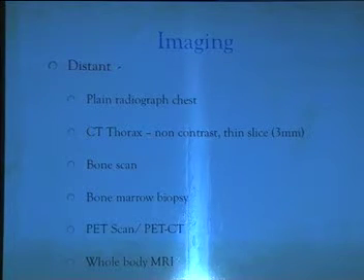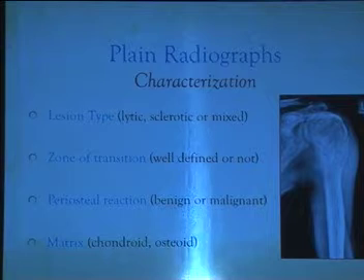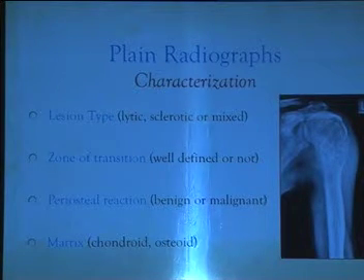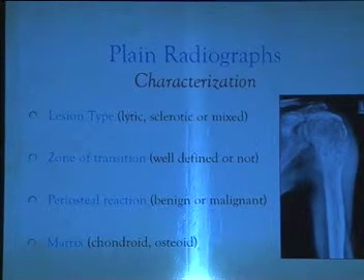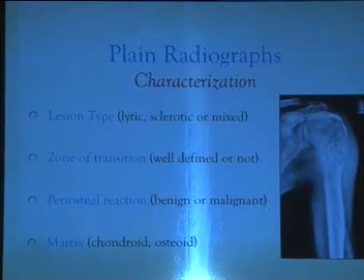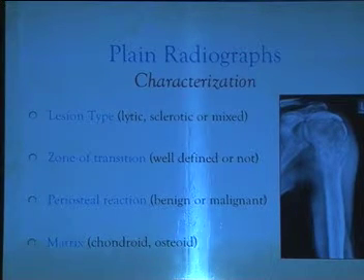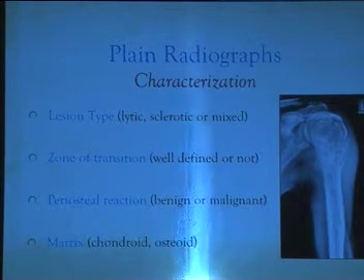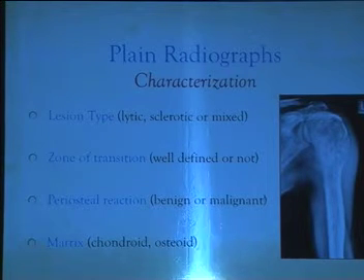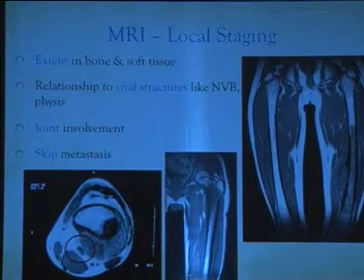Then the role of PET scan and the PET CT, which has been discussed in detail in the morning, and then a few words on whole body MRI. So, as told by Doug, when you see an X-ray, these are the four primary things which you should remember, which can help you to clinch the diagnosis and then plan your further staging investigations depending upon your initial assessment by X-ray, which includes the type of the lesion, the zone of transition, periosteal reaction, and the matrix.